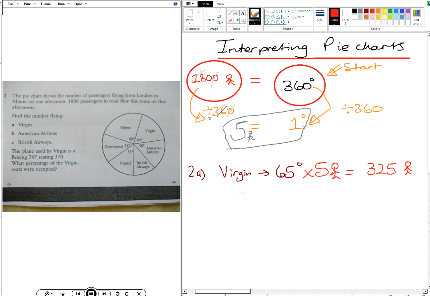So we get 325 people for Virgin. Okay, so what we've done, we've worked out what each degree stands for. Now what about the American Airlines? So let's work that out. So how do we do that? So the American Airlines is represented by how many degrees?